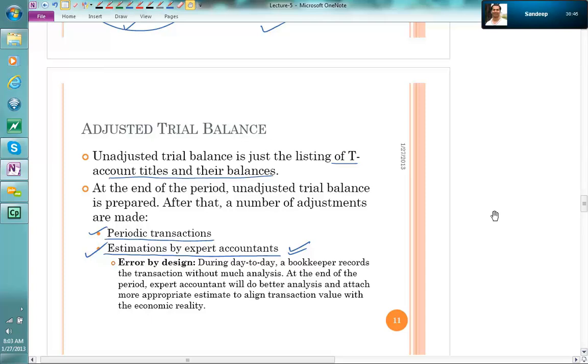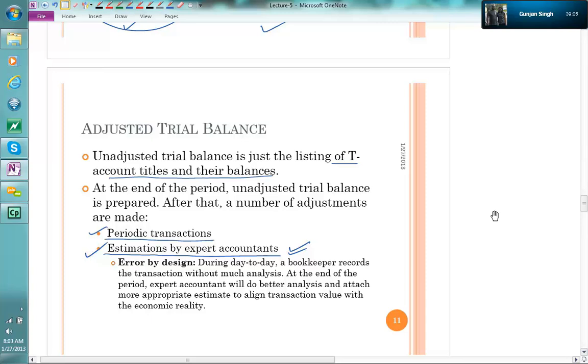Yes, sir. Gunjan? Yeah, I just wanted to ask, why do we need to adjust the balance? The first thing is clear, that the bookkeeper will ensure that everything is recorded correctly.